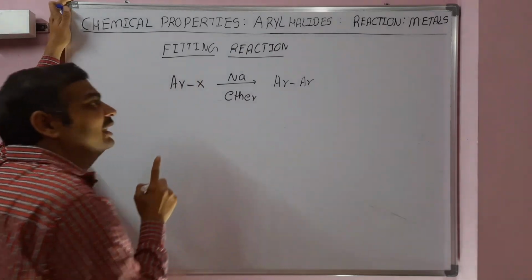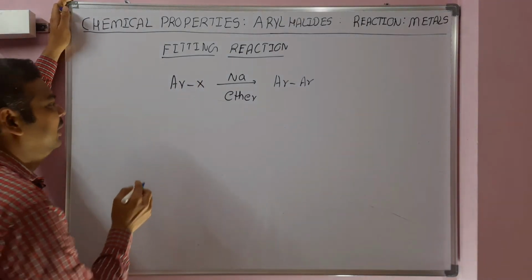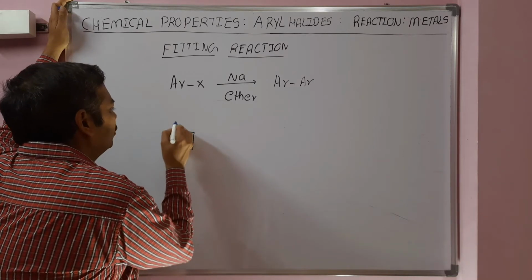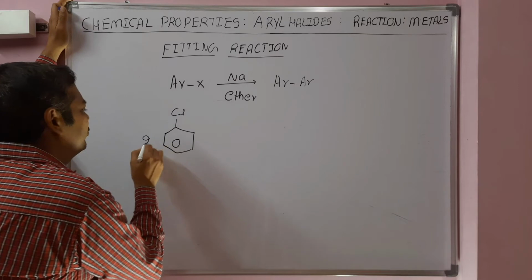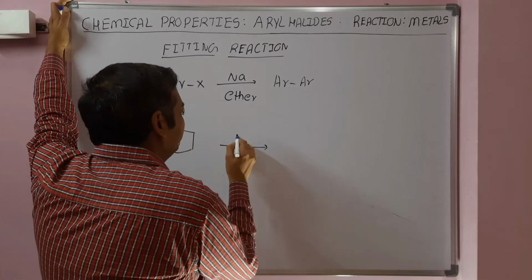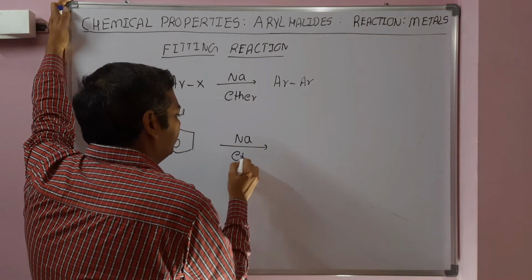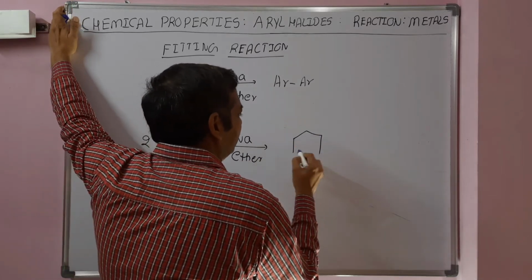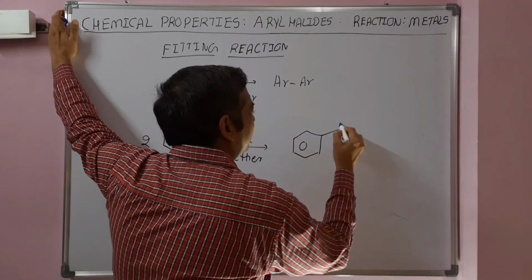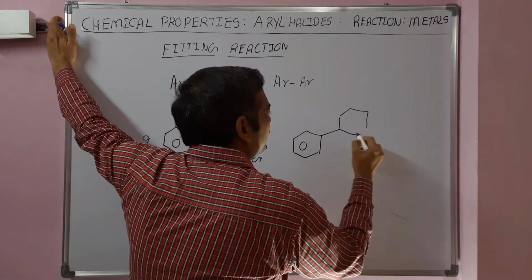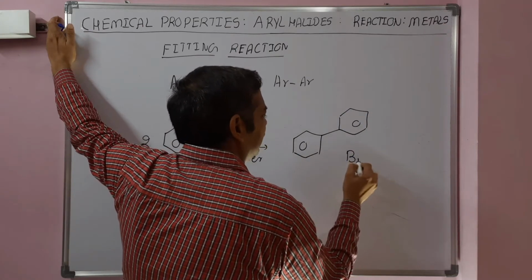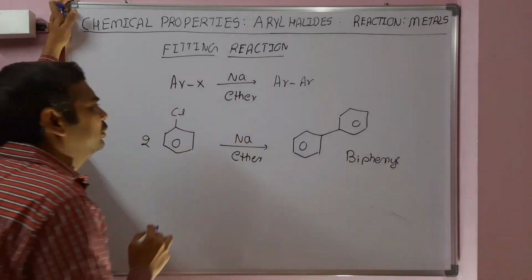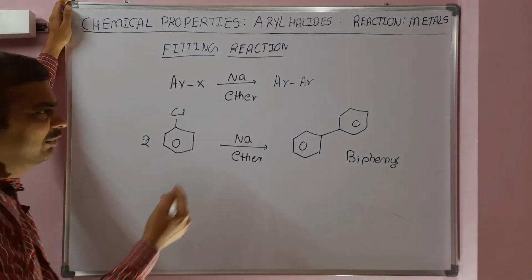Application of aryl halides, reaction of aryl halides with metal. For example, 2 moles of chlorobenzene reacts with sodium in ether to give biphenyl. We will get biphenyls. Biphenyls will be obtained in Fittig reaction. If you use 2 moles of bromobenzene, we will also get biphenyl.